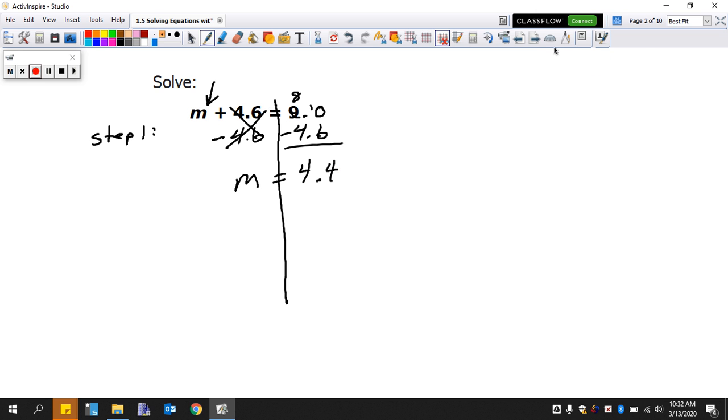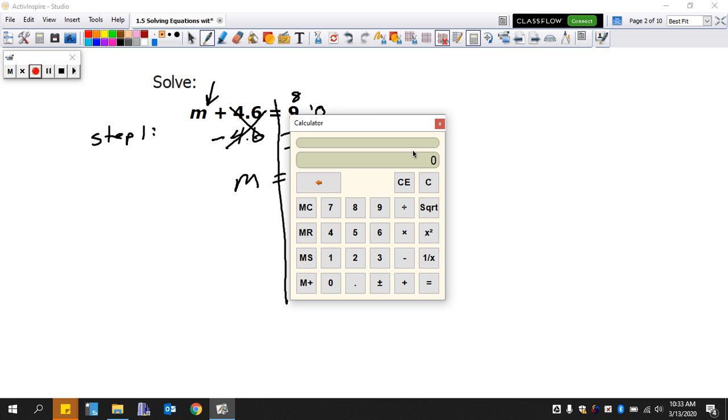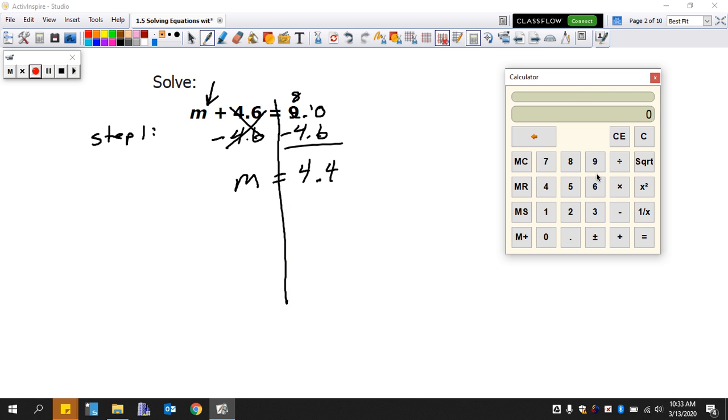The easiest thing to do, obviously, is just to use a calculator, and I don't mind if you do that. So 9 minus 4.6 is 4.4, just to double check. Okay? All right, next problem.